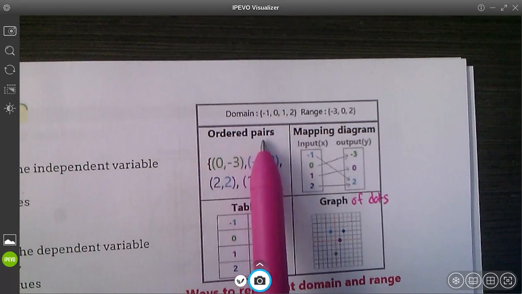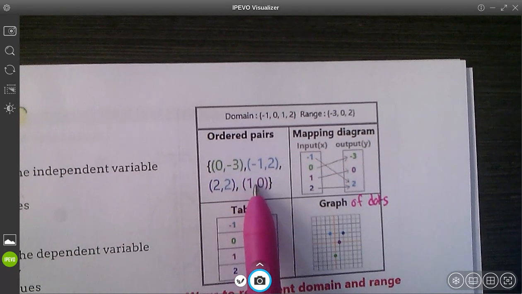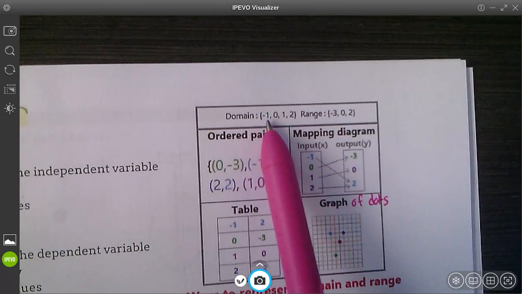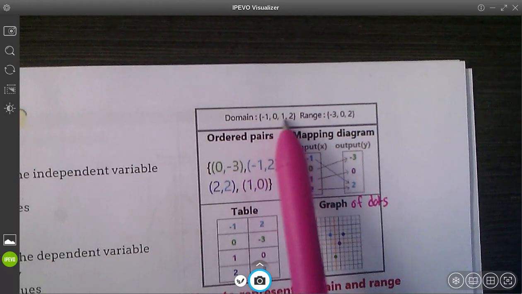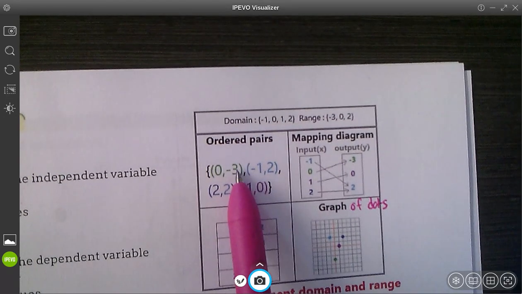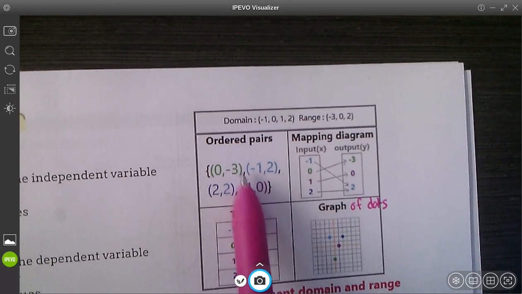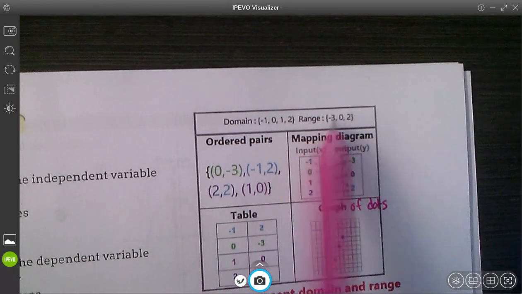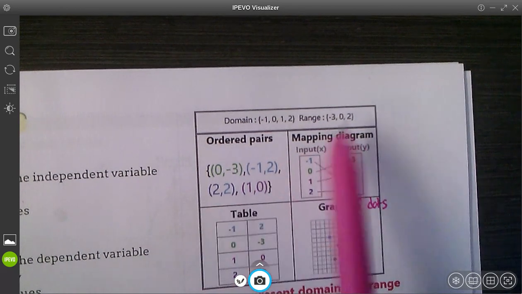So in my ordered pairs, I see that I have 0, -1, 2, and 1. So I list those in here, 0, -1, 2, and 1, but I did put them in order from smallest to largest. In my range, my y values, I have -3, 2, 2, and 0. So I will put -3 first, and then 0, and I have 2 2's, but I only list it one time.